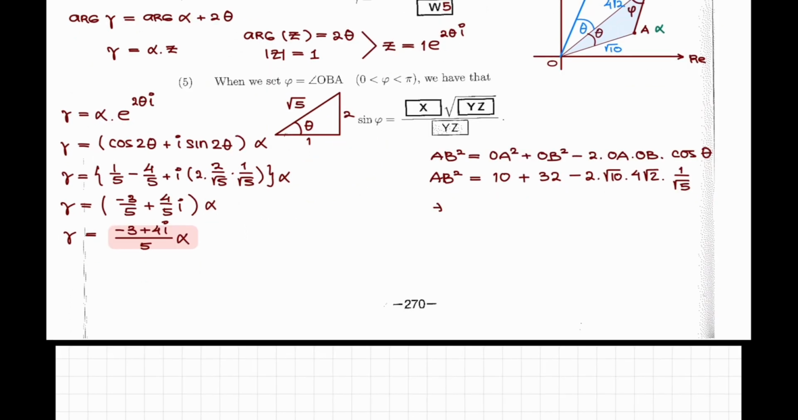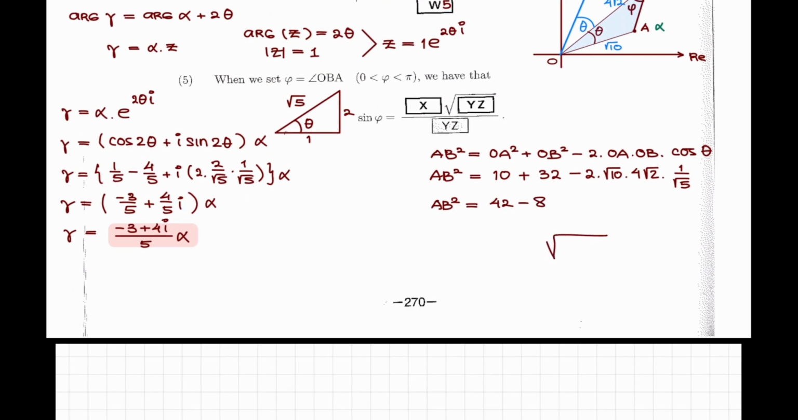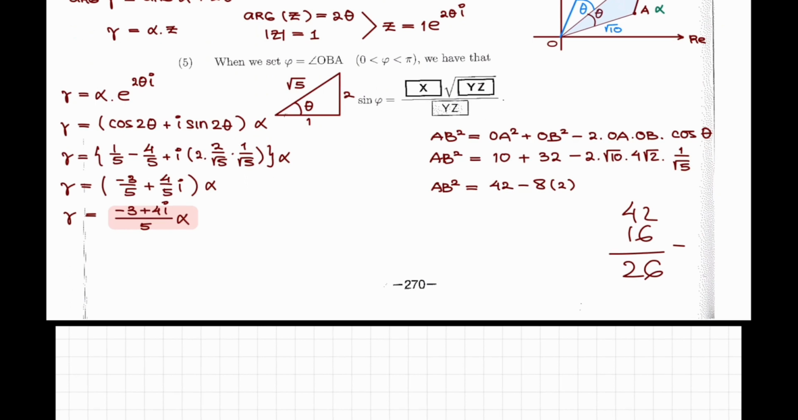And then I will simplify this first. 10 plus 32, I have 42. And then 2 times 4, I have 8. Square root of 10 times 2 over 5, square root of 4, which is 2. So the square root expression, if you simplify it, you will get 2. So 8 times 2, 8 times 2 is 16. 42 minus 16 is 26. Then AB is equal to square root of 26.